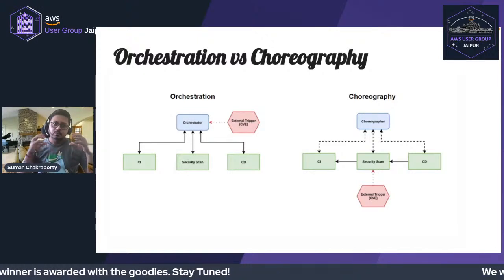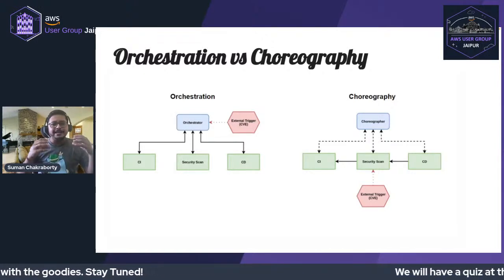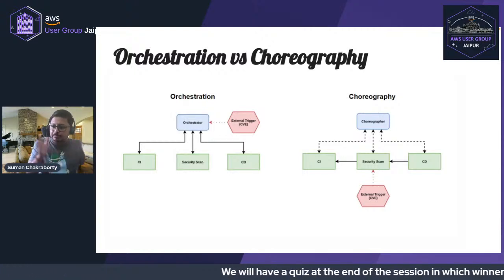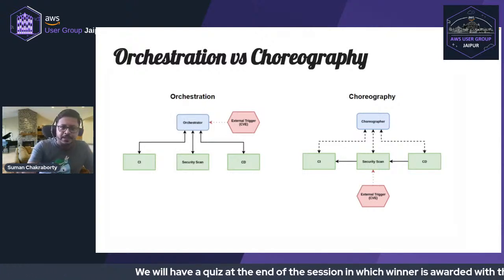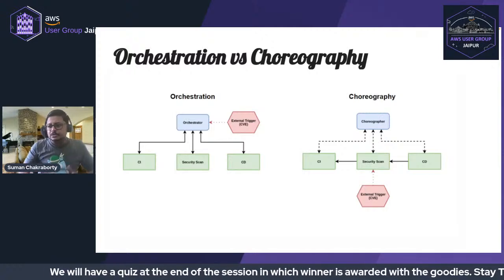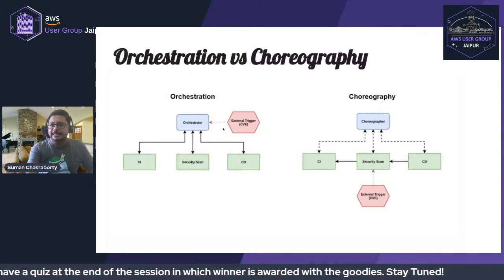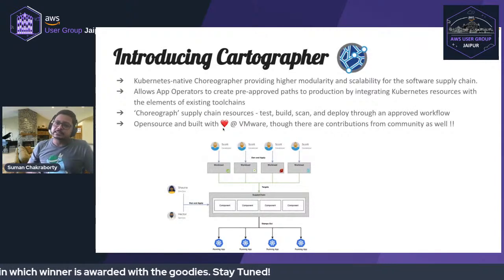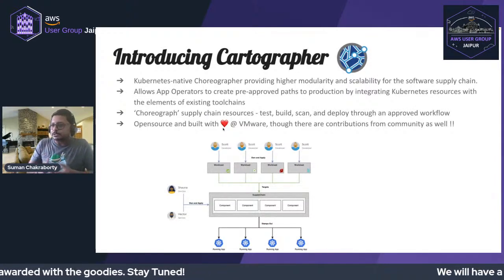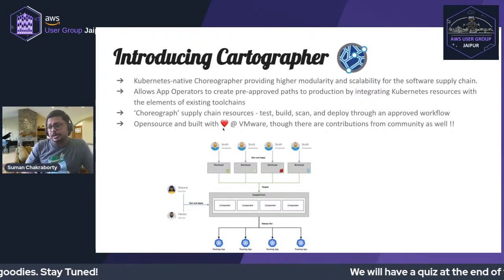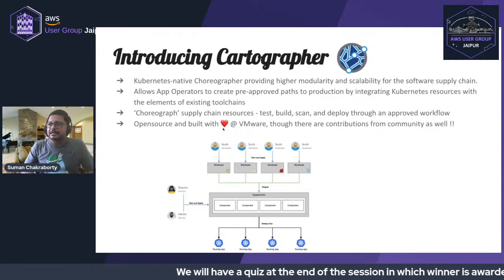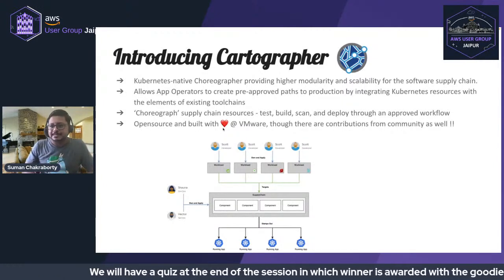So with choreography, you are not bound to a set of technologies that you are using for your complete software delivery lifecycle. And with this concept, we would basically come across and introduce Cartographer. Cartographer is one of the open source tools which is more Kubernetes native, and they are providing high modularity and scalability to define your software lifecycle chain.